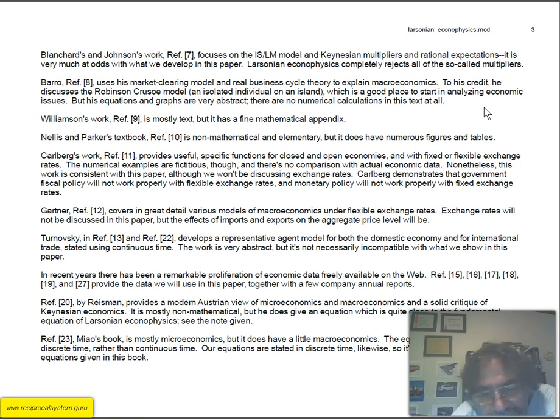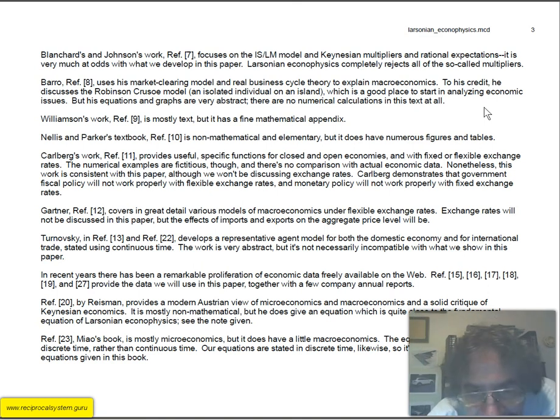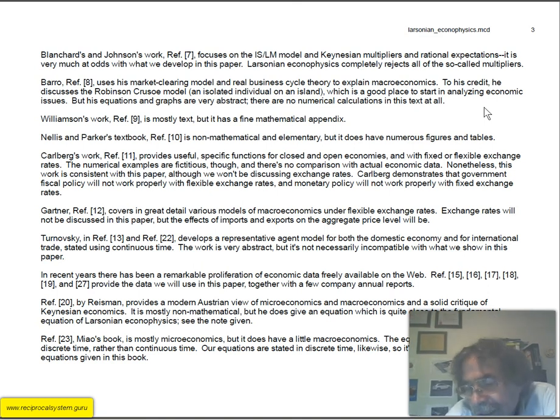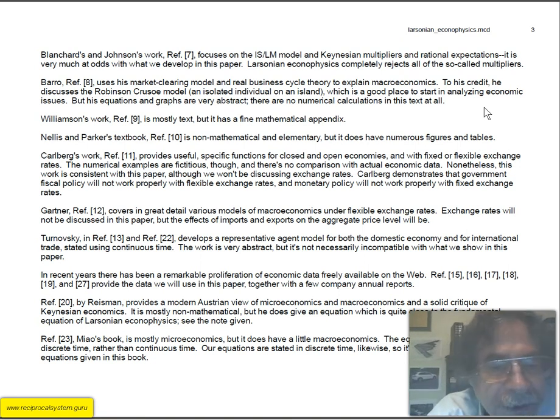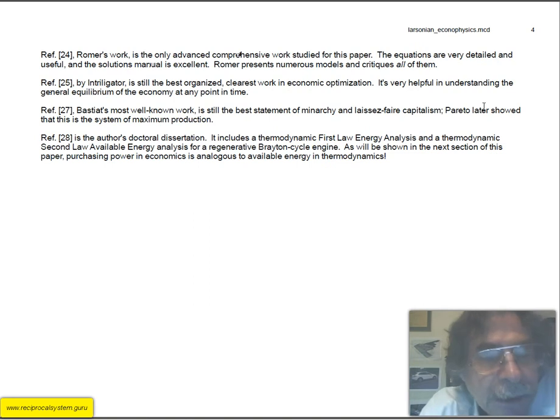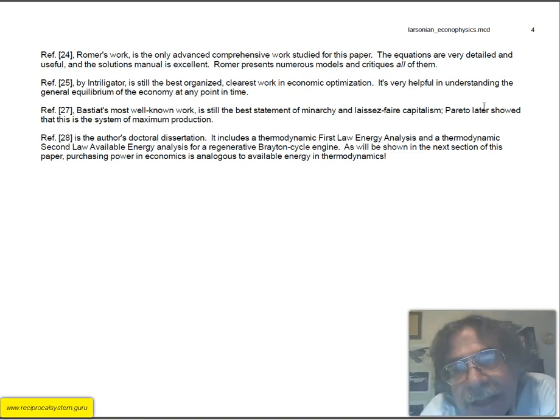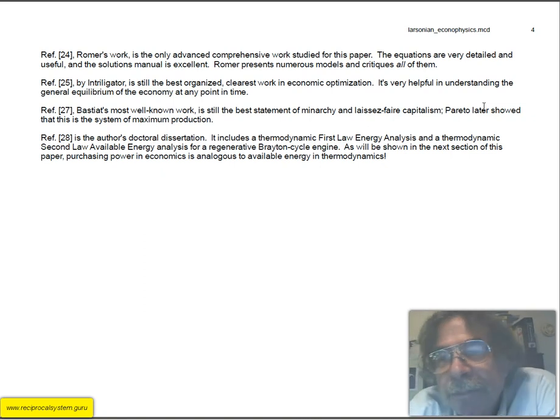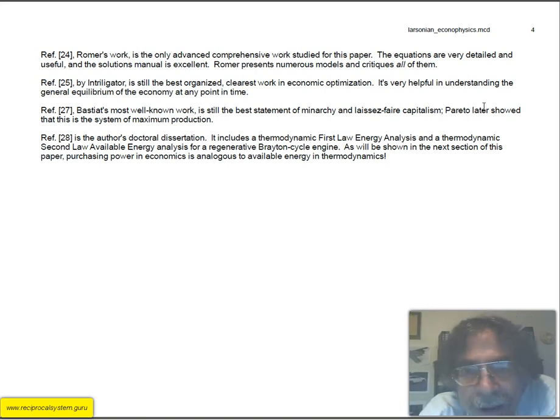Reference 23, Meow's book, is mostly microeconomics, but it does have a little macroeconomics. The equations are based on discrete time rather than continuous time. Our equations are stated in discrete time likewise, so it's useful to look at the equations given in this book. Reference 24, Romer's work, is the only advanced comprehensive work studied for this paper. The equations are very detailed and useful, and the solutions manual is excellent. Romer presents numerous models and critiques every one of them, all of them. Reference 25, Intriligator, is still the best organized, clearest work in economic optimization, which is a favorite topic of mine. It's very helpful in understanding the general equilibrium of the economy at any point in time.